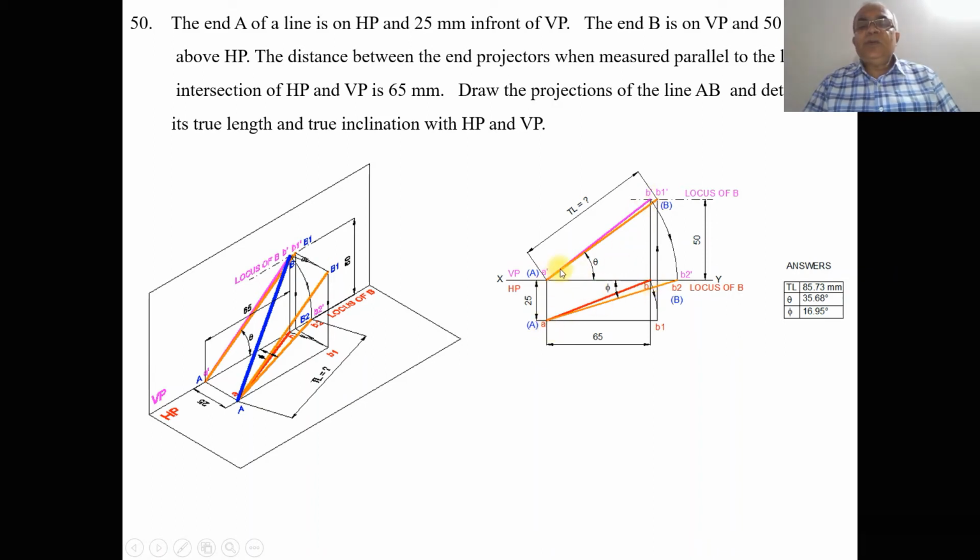Now we need to find the true length in the vertical plane. So what is the condition for the line to be in true length? The condition for the line to be in true length is that it should be parallel to one of the planes.